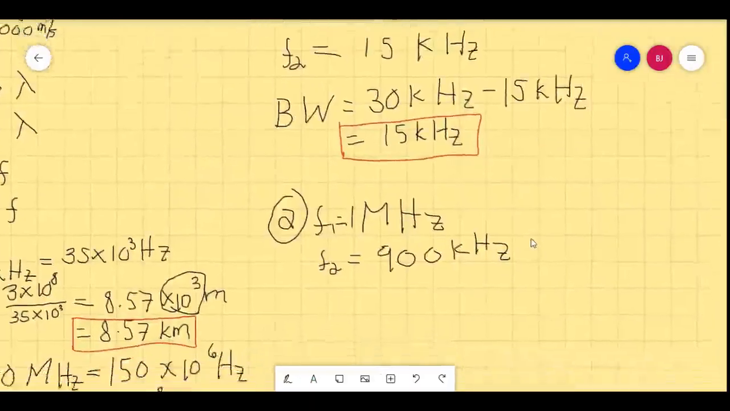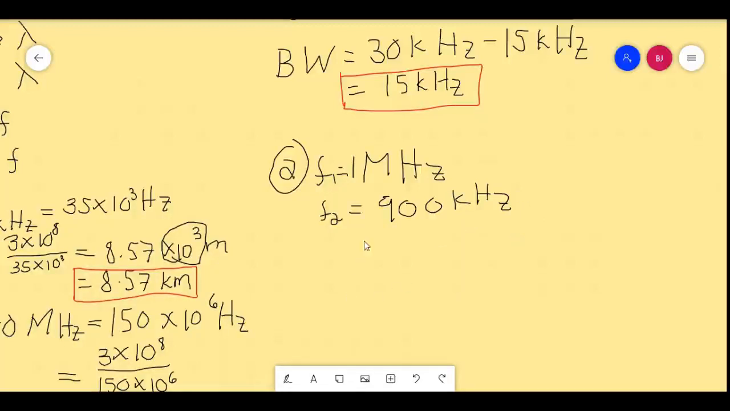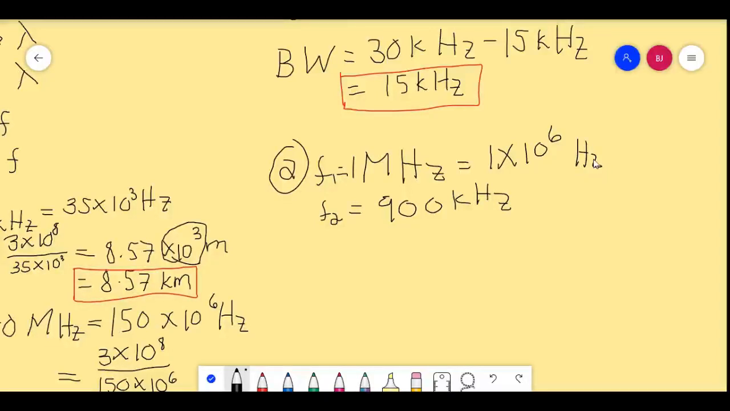So what do we do? We transform this first into its equivalent notation, which is 1 times 10 to the 6 hertz. It's times 10 to the 6 because it is mega. And this one would be 900 times 10 to the 3, because kilo, or K, is times 10 to the 3 hertz. Then you subtract the larger from the smaller. This is larger because this is mega, and this is times 10 to the 6. So we have 1 times 10 to the 6 minus 900 times 10 to the 3.